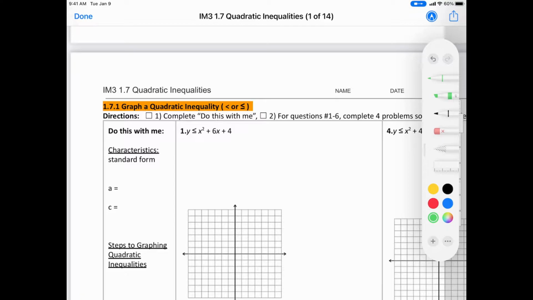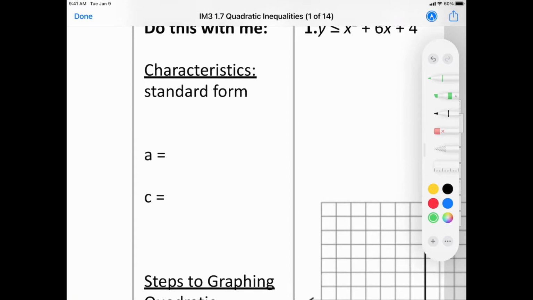Hey math lovers, let's go over 1.71, graph a quadratic inequality. Let's go ahead and complete this. Do this with me. Well, what's standard form for quadratics? Y equals ax squared plus bx plus c.